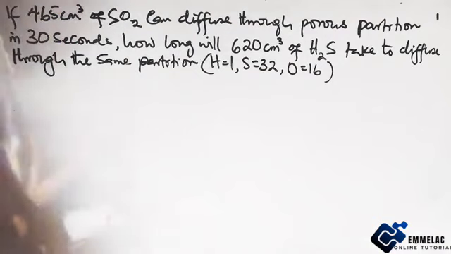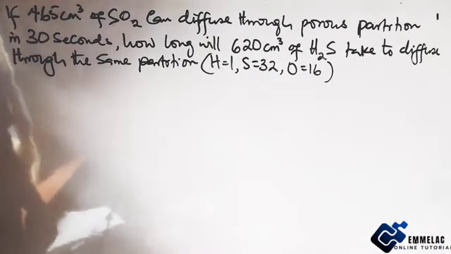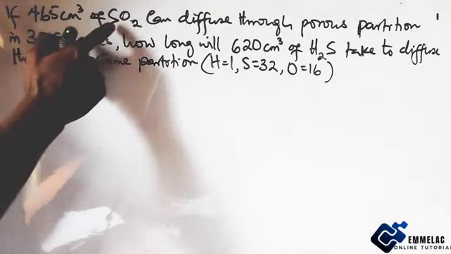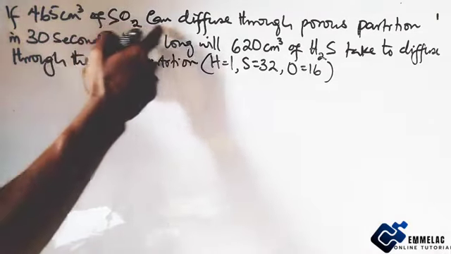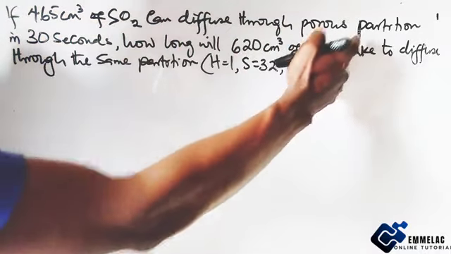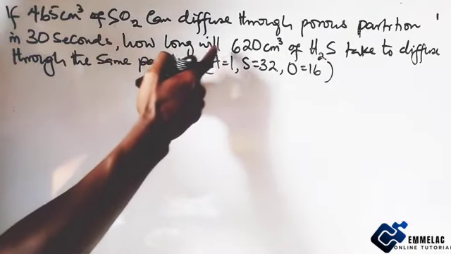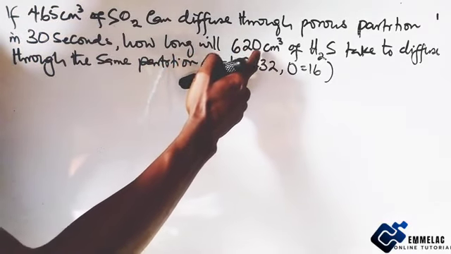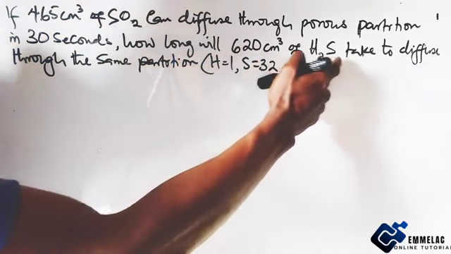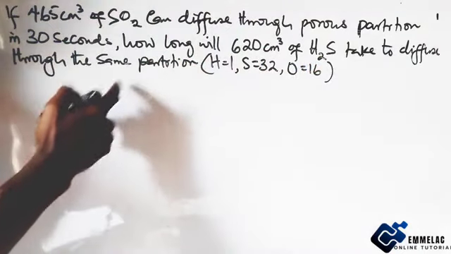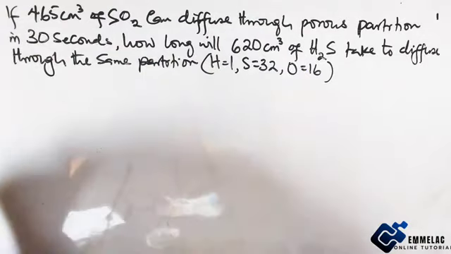Before us is this question, which says: if 465 centimeter cube of sulphur oxide can diffuse through a porous partition in 30 seconds, how long will 620 centimeter cube of hydrogen sulphide take to diffuse through the same partition?